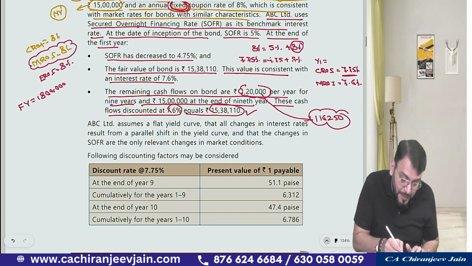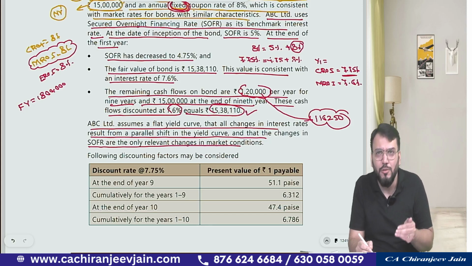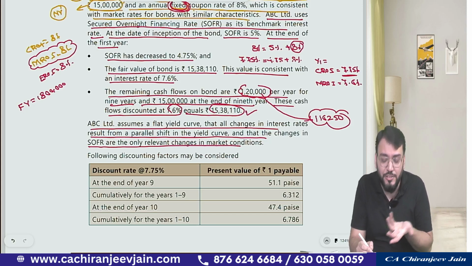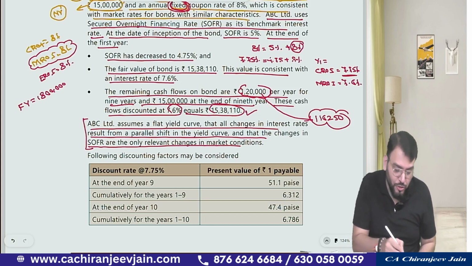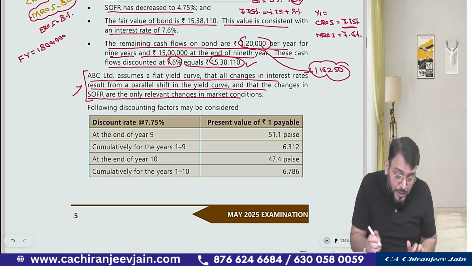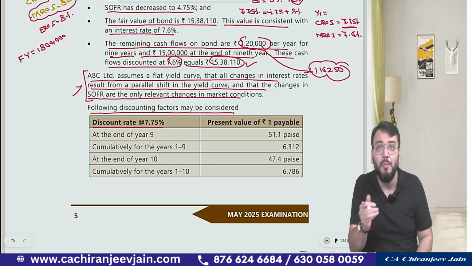Yes sir. ABC Limited assumes a flat yield curve, that all changes in interest rate result from a parallel shift in the yield curve, and the changes in SOFR are the only relevant change in the market condition. It means that if SOFR changes, then the market rate of interest will change, and that is the only reason why the market rate of interest has changed. This point is not at all important. They have already given the market rate of interest, so you can ignore this point. Now they have given the following discounting factor may be considered. Discounting rate is 7.75%. Now they have given the discounting factor based on 7.75%.